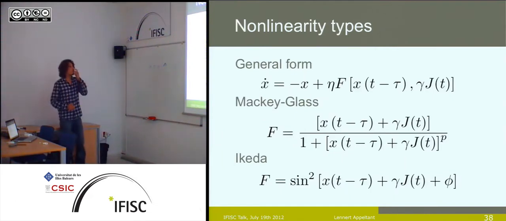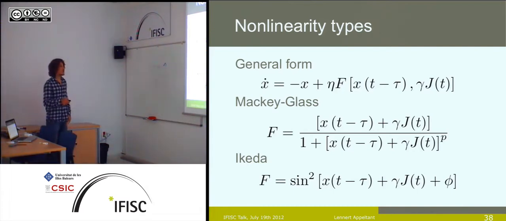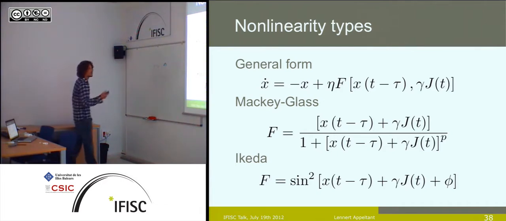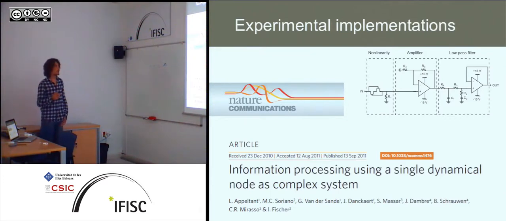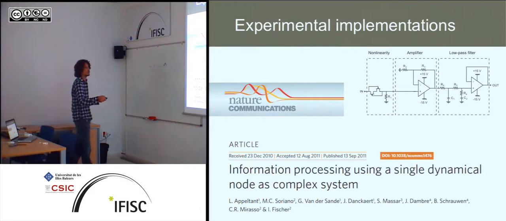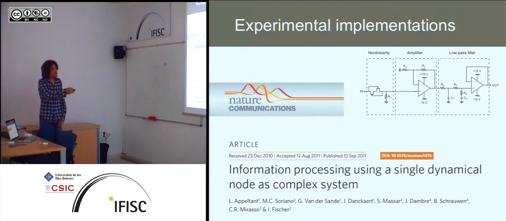Now, if we want to really implement this in, for example, an experiment, we need to choose certain nonlinearity types. And we worked especially with two types, the Mackey-Glass type, because we can realize it in electronics, and the Ikeda type, because it's quite common in realizing opto-electronic systems. Now, in the first realization, the electronic realization, we published the electronic realization together with the proof of principle of this concept. And as you can see here, the actual nonlinearity is just this part. It's two transistors and a resistor.